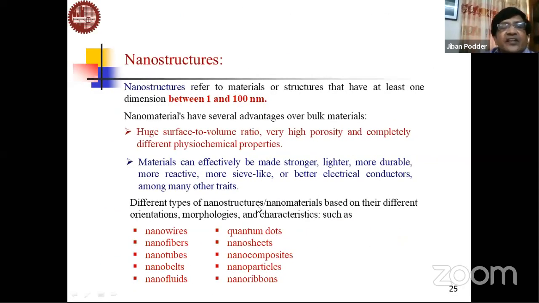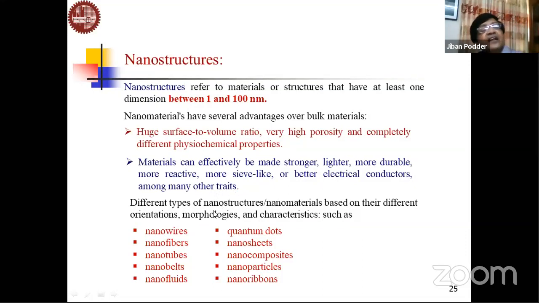Nanostructures, the important point is that these nanostructures refer to materials or structures with at least one dimension between 1 to 100 nanometers. Nanomaterials have several advantages over bulk materials because of a huge surface to volume ratio, high porosity, completely different physicochemical properties, and they are much stronger, lighter, more durable, more reactive, more sieve-like, and better electrical conductors, among many other traits.